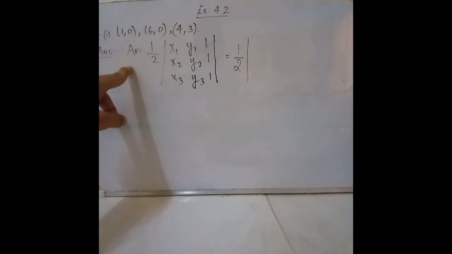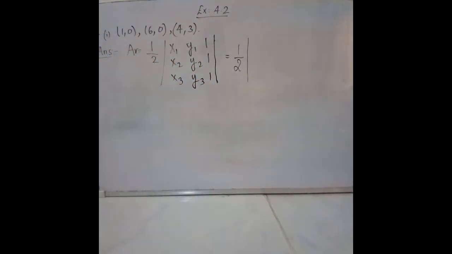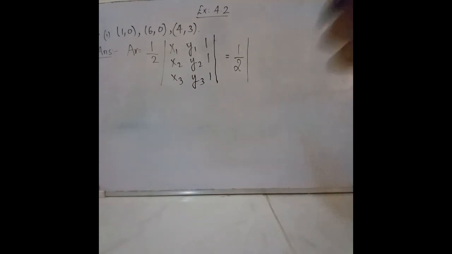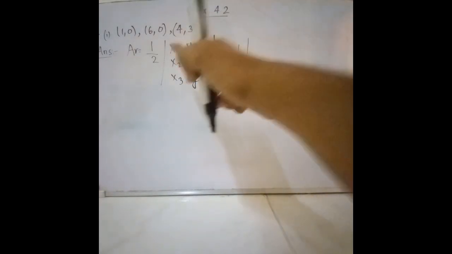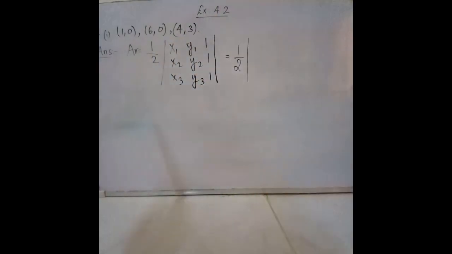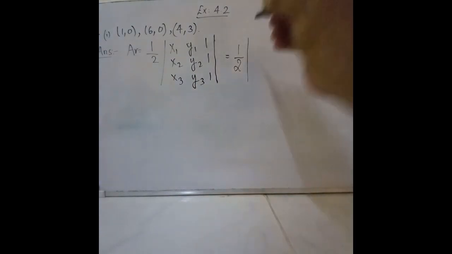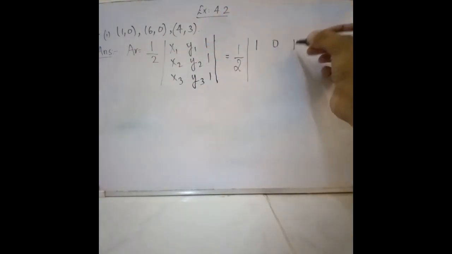This is the normal determinant formula you use to find the area: half times the determinant with rows x1, y1, 1; x2, y2, 1; and x3, y3, 1. First write the half as it is. Now instead of x1 and y1, we have the first coordinates 1 and 0, and the third element will always be 1.